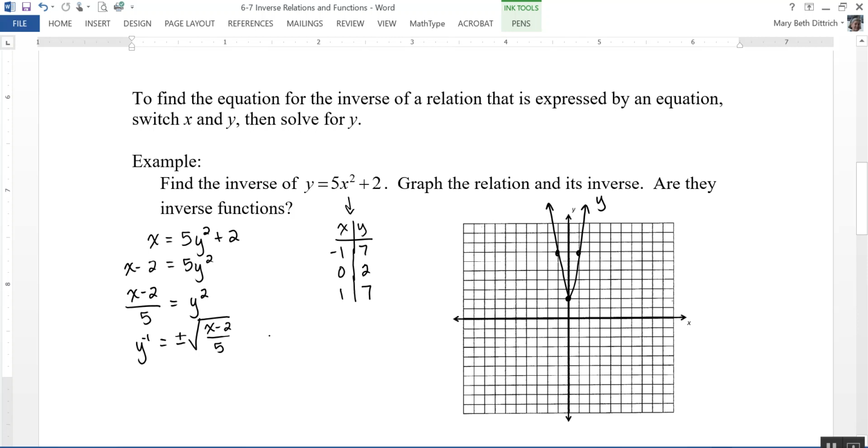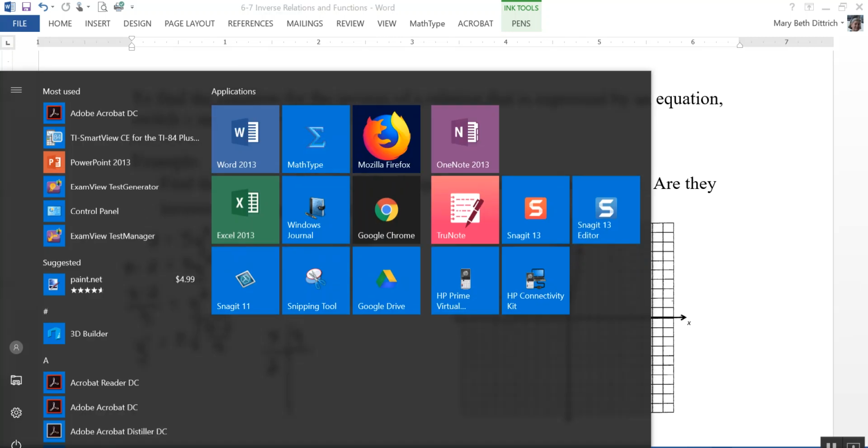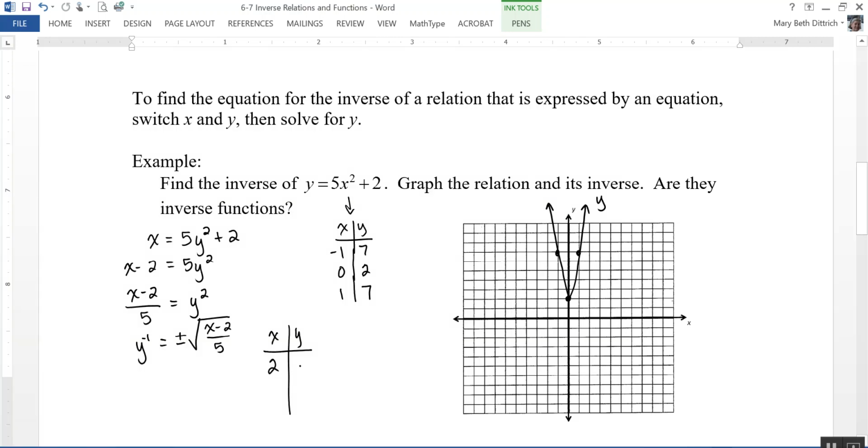Now to graph this one, I'll make a table of values. And I went ahead and did that. So when x is 2, sorry about that, when x is 2, y is equal to 0. And when x is 7, y is actually equal to either positive 1 or negative 1. And those points are going to look like this. And go out to 7, positive 1, negative 1. And that's the graph of the inverse of y.